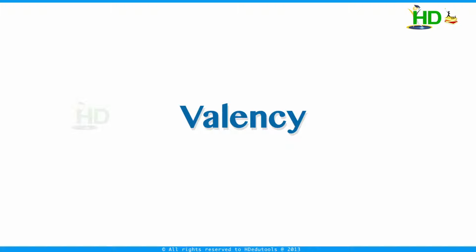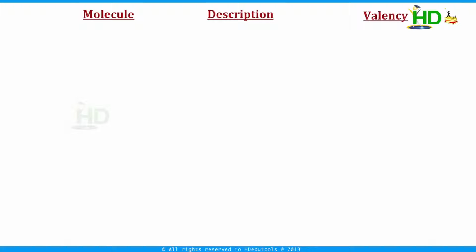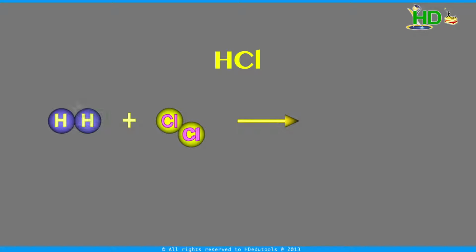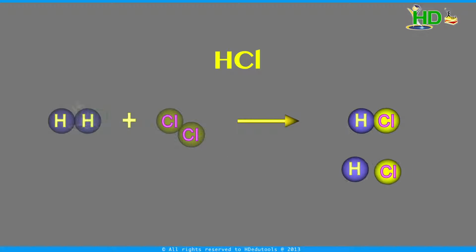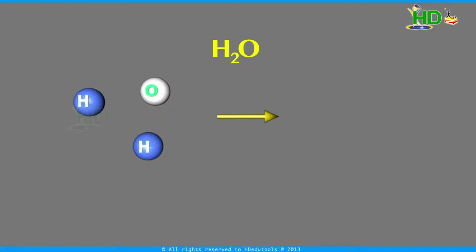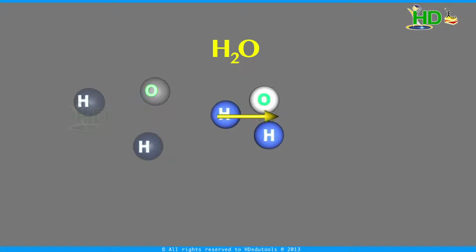We know that the compounds are formed by the combination of atoms of different elements. Now we observe some molecules. HCl, hydrogen chloride. In this, one hydrogen atom combines with one chlorine atom. Water, H2O, two hydrogen atoms combine with one oxygen atom.